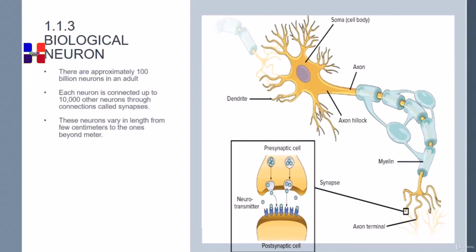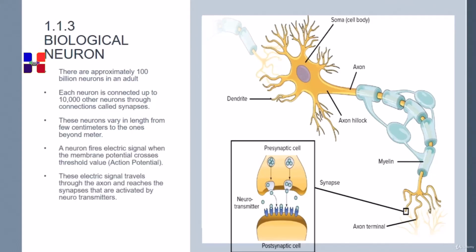So there are close to 100 billion neurons in an adult, and each neuron, as I said, has up to 10,000 connections using dendrites. Right, so you can well imagine how complex this structure is, and it will have trillions of connections within our brain. Each of these neurons may vary in size. Some of them are very tiny, and some of them actually go beyond a meter as well.